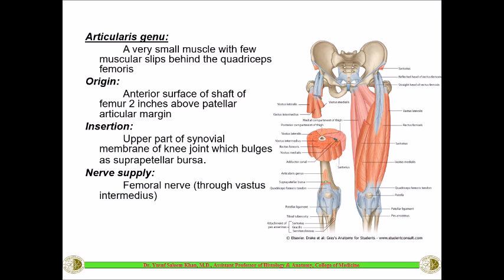Coming to the nerve supply, as you know already, it is by the femoral nerve. Because this muscle is a very small muscle, the fibers to this muscle will be coming through the femoral branch which will be supplying the vastus intermedius, because this is the vastus intermedius, a big muscle here. So the fibers which come to here, they also descend and supply the articularis genu. We'll discuss this again in detail when you study the femoral nerve. Coming to the action, as I said before, it pulls the synovial membrane upwards during extension of the knee.